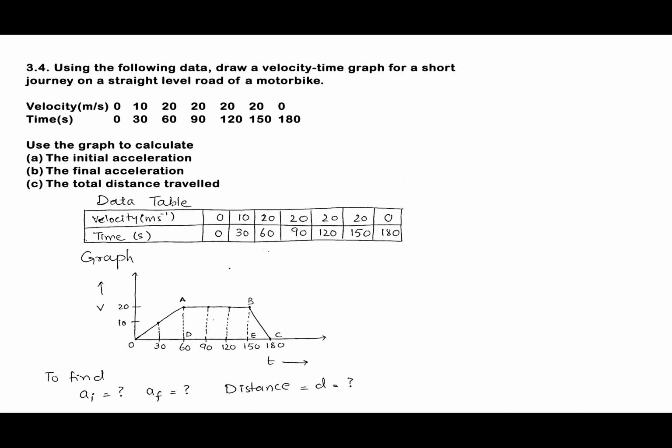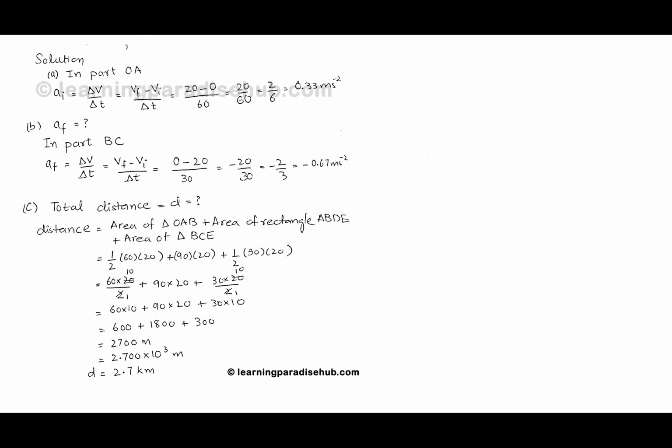Now, this is a graphical representation. You have to calculate the acceleration during OA, during BC, and the distance during this journey. So you can do it by two methodologies. Either using these equations, you can find the total distance traveled, or by calculating the area of trapezium.